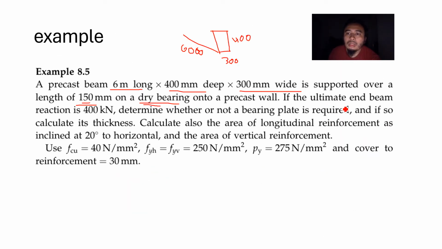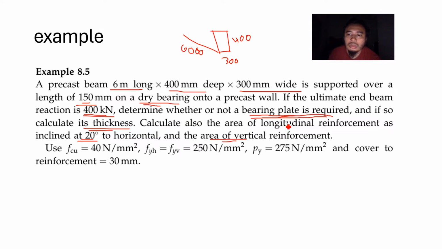So the ultimate end beam reaction is calculated by the question: 400 kilonewton. Determine whether or not a bearing plate is required. Should we design a bearing plate for the beam, and if so, calculate its thickness. Also calculate the area of longitudinal reinforcement inclined at 20 degrees to horizontal, and the area of vertical reinforcement.